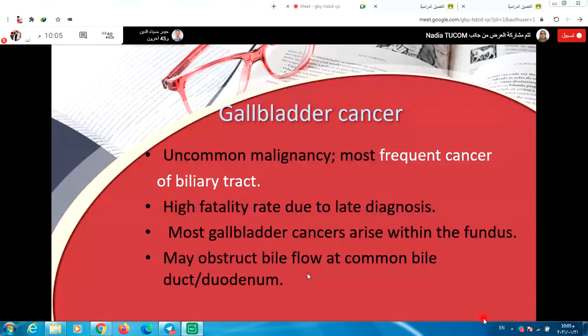Okay. Doctora, regarding bilirubin stone, why do we call it the pigmented stone?